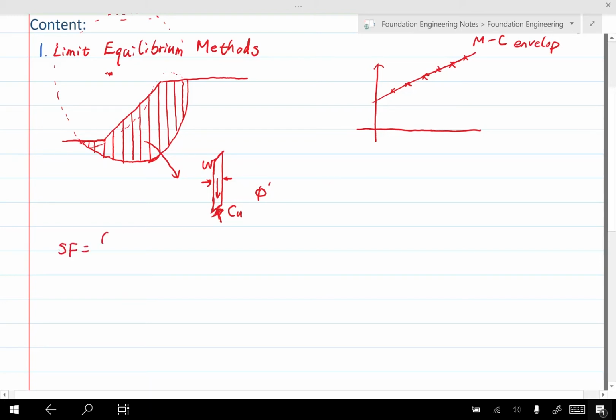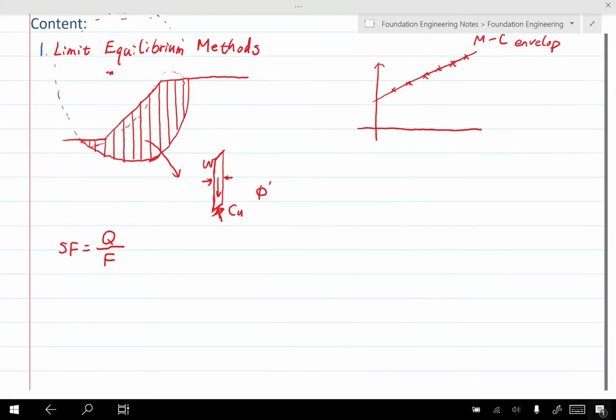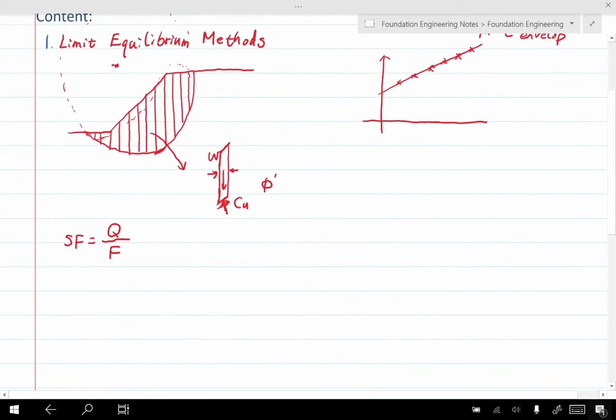On top of it, we also have capacity. Capacity is the summation of all the forces that will help stabilize the slope. And we have loading, that is the summation of all the forces that will tend to fail the slope. So this is the idea of the limit equilibrium methods. And you can see that there are a few steps.